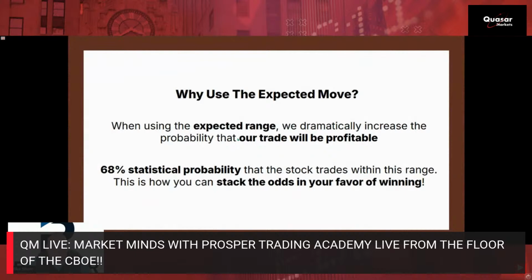All right. So when we're using the expected range, and we'll talk about how to calculate that, we're going to dramatically increase the probability that our trade will be profitable. With a 68% statistical probability, that stock trades within this range. And this is how you can get that edge that traders talk about and stack the odds in your favor of winning.